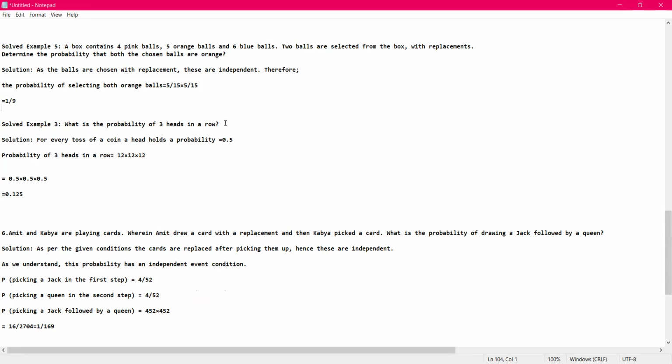For 3 times in a row means 1 by 2 into 1 by 2 into 1 by 2. That is 1 by 8, equal to 0.125. That is the solution for the given example. So see the next question.